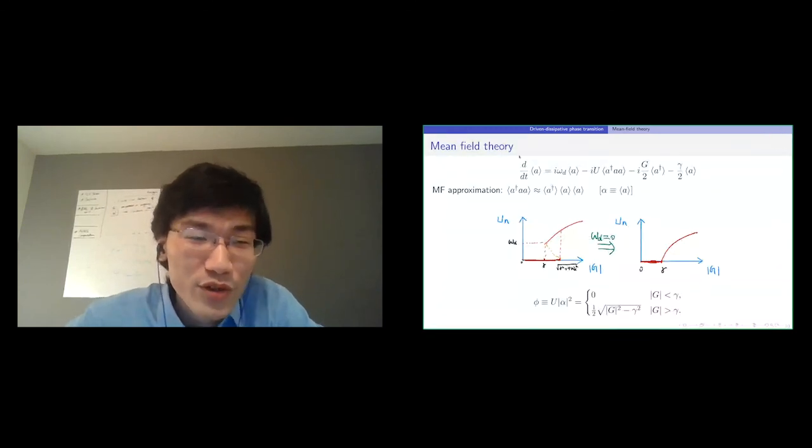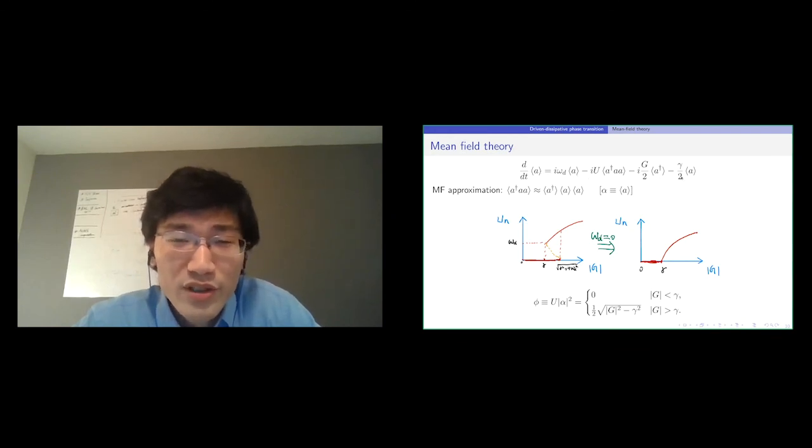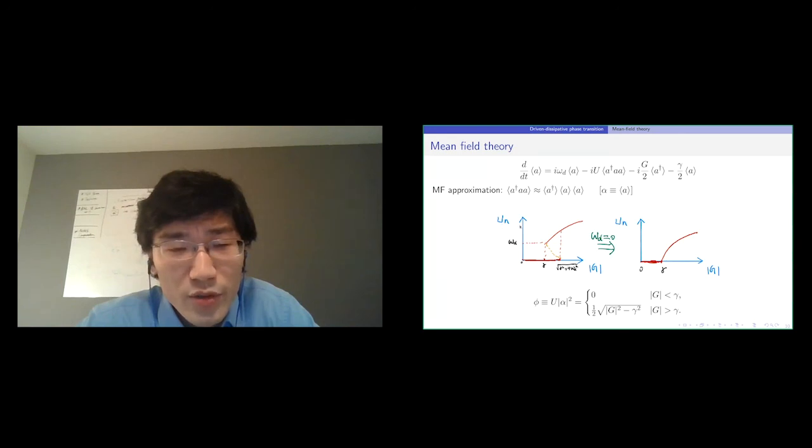For the mean-field theory, you can start from the Heisenberg picture. Then you can write down the equation of motion for the expectation values of a. You can see that basically everything is linear except the one from the Kerr nonlinear part. Then you can use the mean-field approximation by writing this correlation as a product. Here I will denote this expectation value as a complex number alpha. Then you can solve this equation and get the steady state by setting the right-hand side equal to 0. And then the solution is given here.